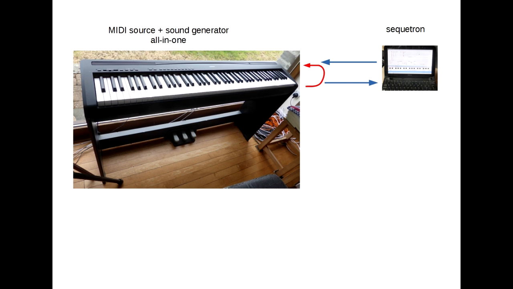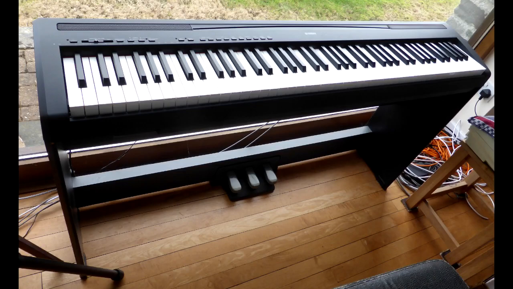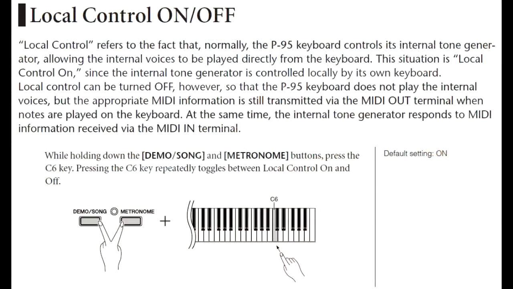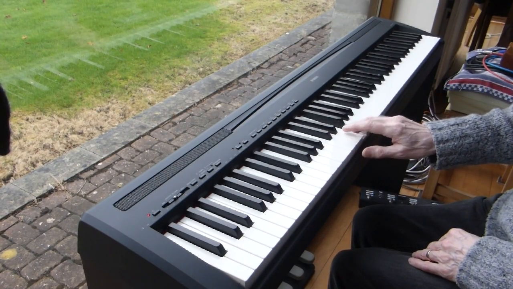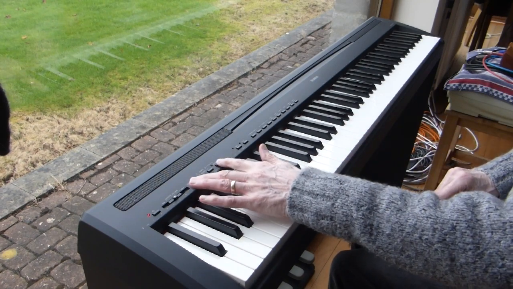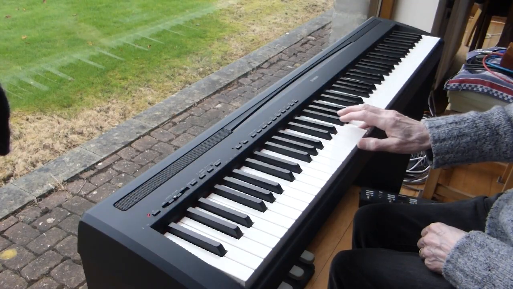There will usually be a configuration setting in the device called local control, and this microKORG gets a menu option, so set it to off. But with this device, a Yamaha electric piano, which does not have a menu, you can still configure it using a combination of button presses as shown in its user manual. In this case, press and hold these two buttons, then press and release music key C6. Once the internal link is disabled, the keys will not make a sound until Sequetron is connected.